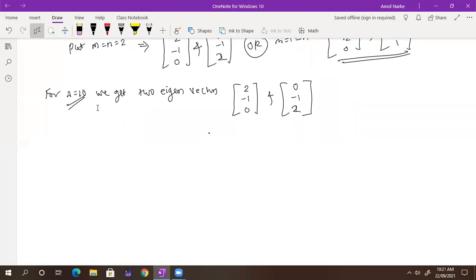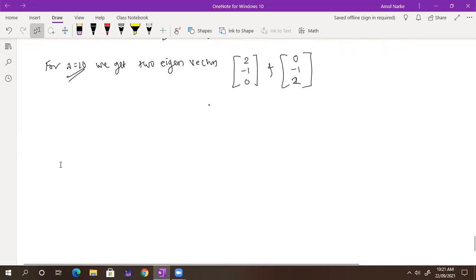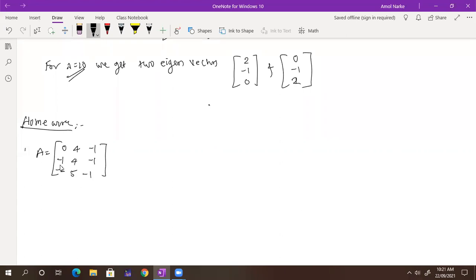Yes, sir. Okay, so I'm going to give you one example as homework. Try to solve this example, and we also have lots of examples in the question bank, so try to solve those also. Homework example: find eigenvalues and eigenvectors for the matrix 0, 4, minus 1, 4, again minus 1, minus 2, 5, minus 1. This is the first one.